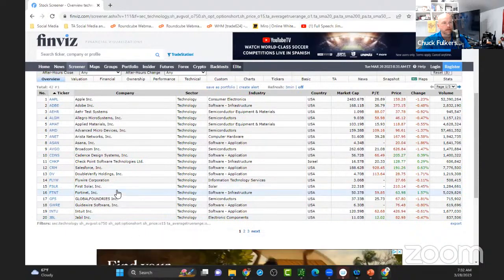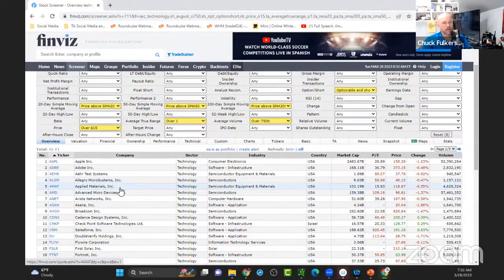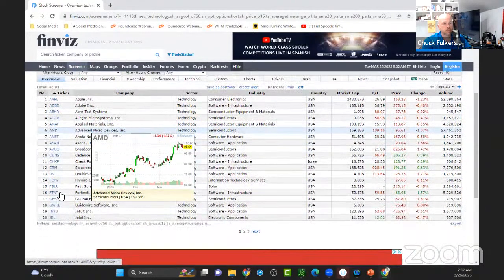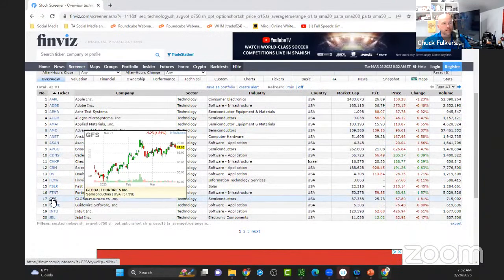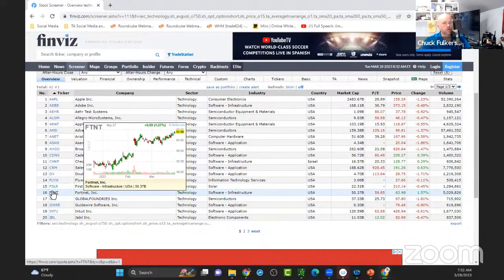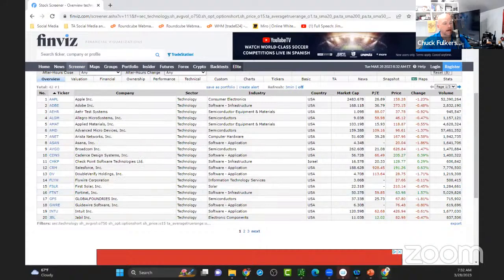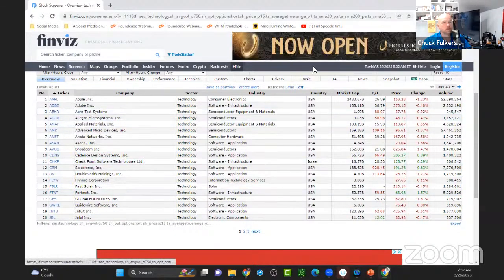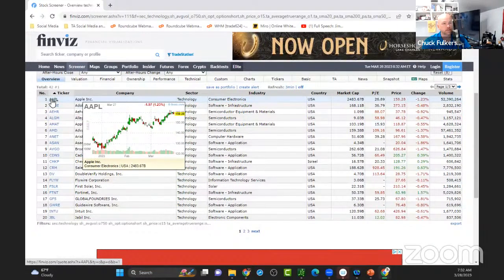And those criteria being above the 20, above the 50, above the 200, optionable and shortable. And so there's 42 stocks that fit that criteria. So now as I look at those 42 stocks, if we start to see overall market strength come back in, this would be the area where I would want to look, and these would be the stocks that I'm paying the most attention to.